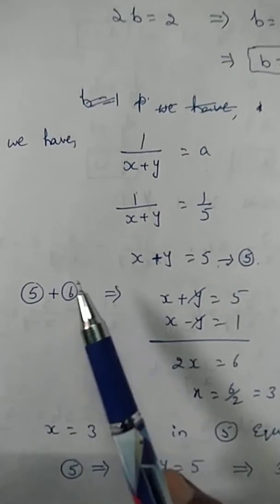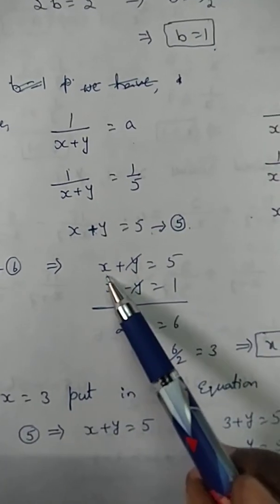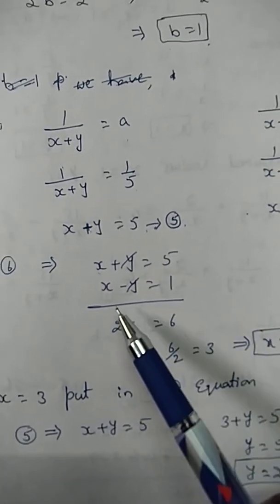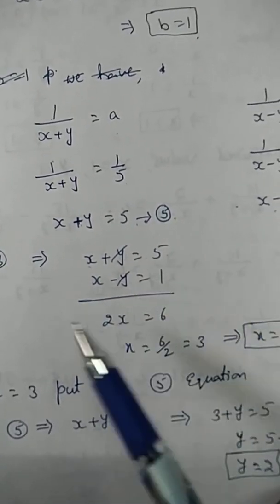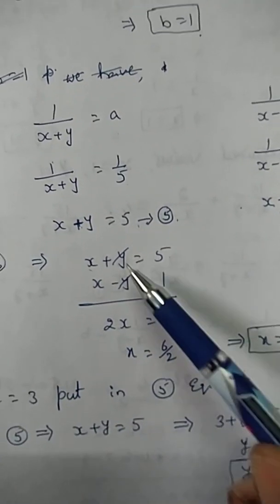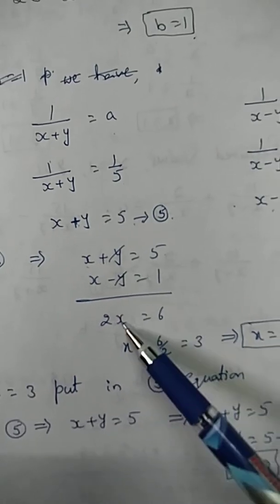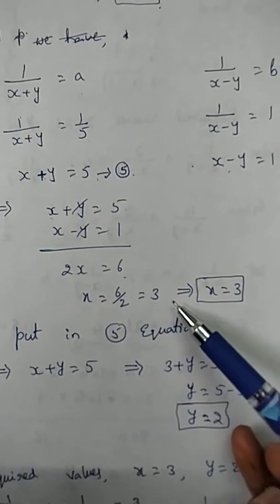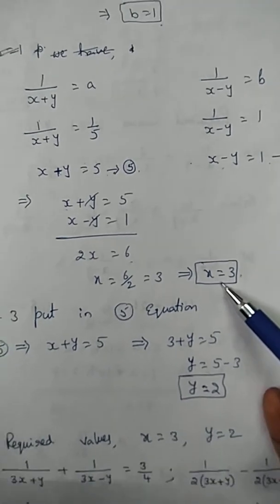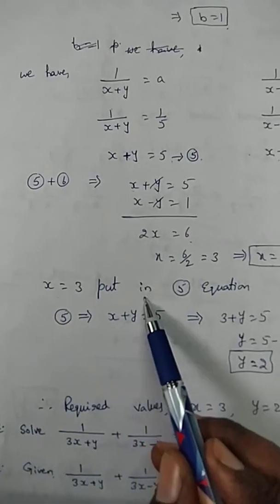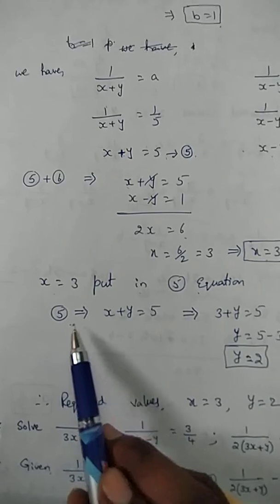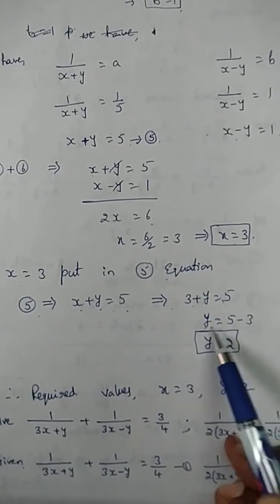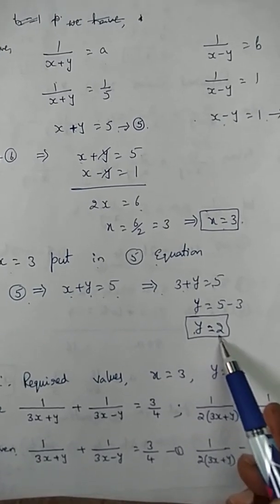Here we are adding both the equations. Fifth and sixth: x plus y is equal to 5, x minus y is equal to 1. Adding them, no need to change the signs of the below equation. Plus y minus y already cancelled, x plus x is 2x, that is equal to 5 plus 1 is 6, x is equal to 6 by 2, x is equal to 3. Then x is equal to 3 put into the fifth equation. The fifth equation implies x plus y is equal to 5, 3 plus y is equal to 5, y is equal to 5 minus 3, y is equal to 2.